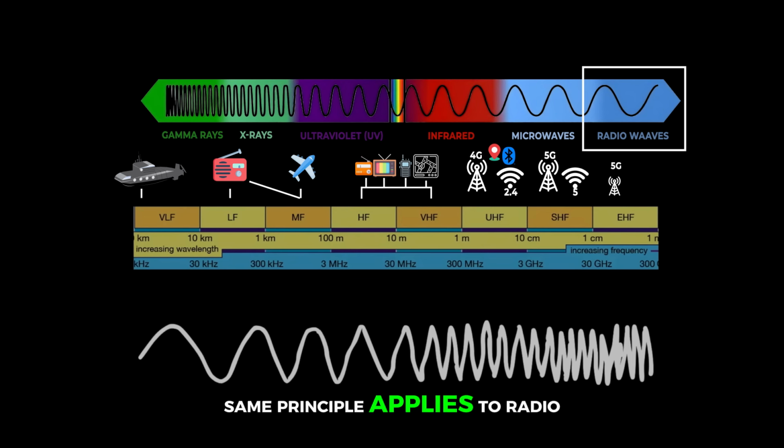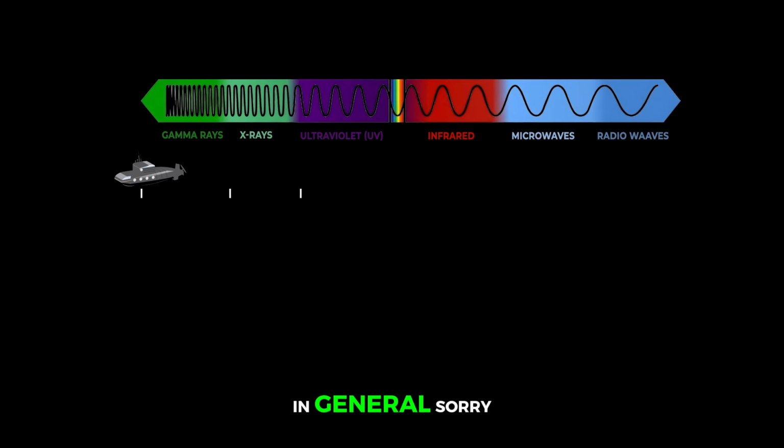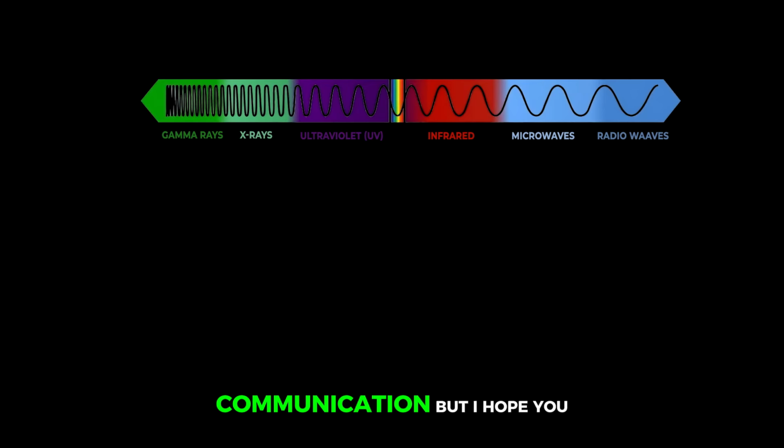Same principle applies to radio waves. Depending on wavelength and frequency, they can pass through or get blocked by materials. It's a long topic, but now, you understand how information travels wirelessly in general. Sorry it took so long to get to the point about wireless communication, but I hope you now understand why I had to explain everything before it.